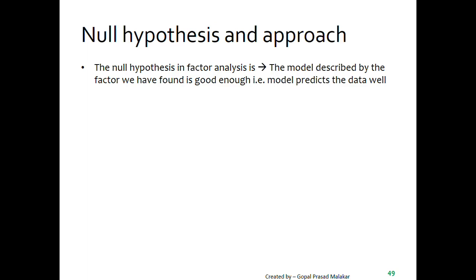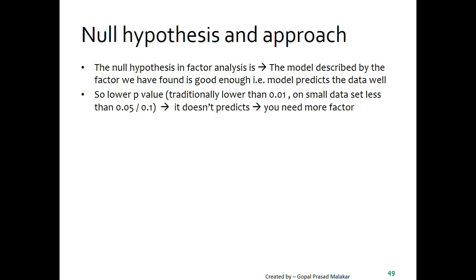The null hypothesis of factor analysis is that the model is described very well by the factors that we have found. So if you are putting factors equal to 1, and the p-value is bigger, meaning it is not significant, meaning it is not against the null hypothesis, then one factor itself is sufficient to explain the data. However, if the p-value is smaller, it is against the null hypothesis. It means the model doesn't predict the data well, and you will have to add one or more factors.